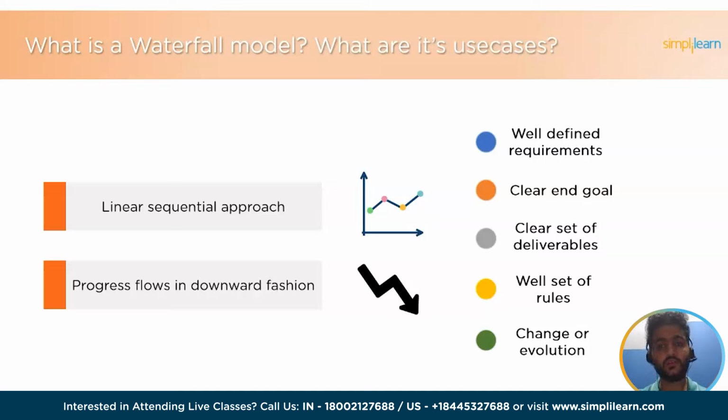Its use cases are small projects with well-defined requirements and clear scope, projects that have a clear end goal and deliverables, projects with a clear set of deliverables and a defined timeline, projects that have a well-defined budget, projects that have a well-defined set of rules and regulations, projects that do not require much change or evolution over time. It is important to note that the waterfall model is not well suited for projects with rapidly changing or evolving requirements, projects that require multiple rounds of testing and revisions, or projects that require close collaboration between development and stakeholders. So this was the waterfall model.